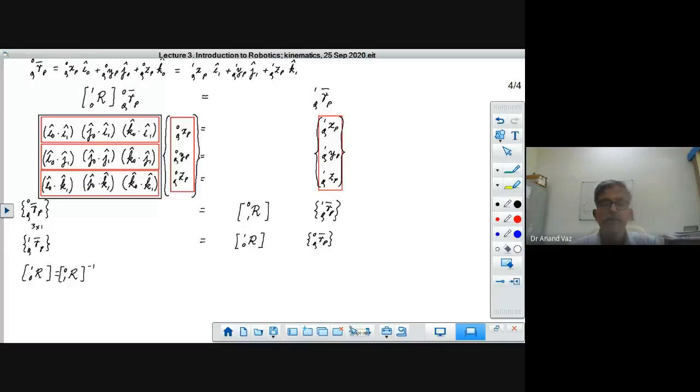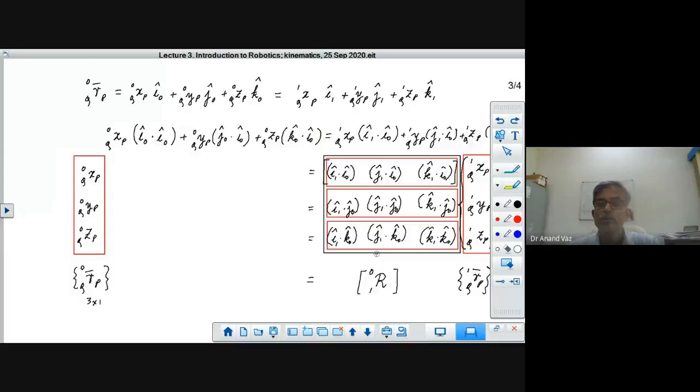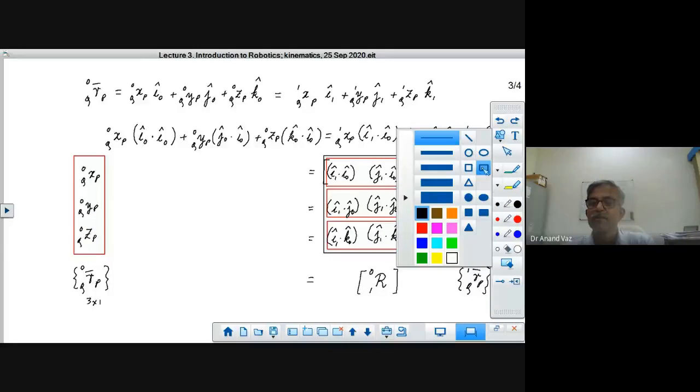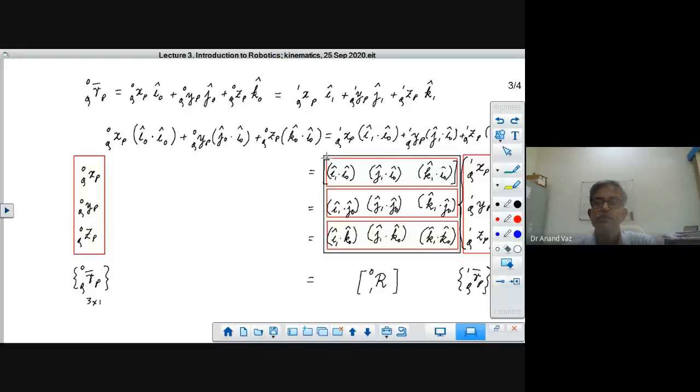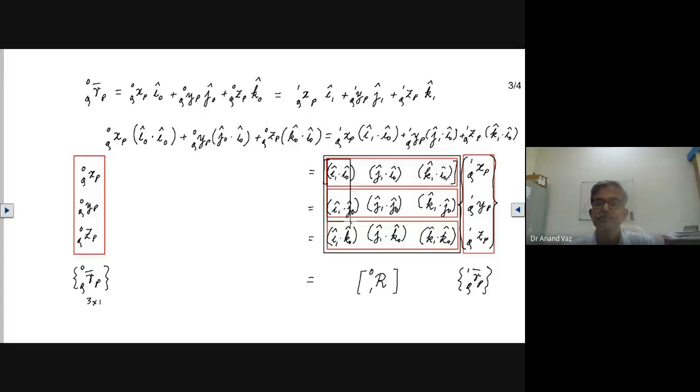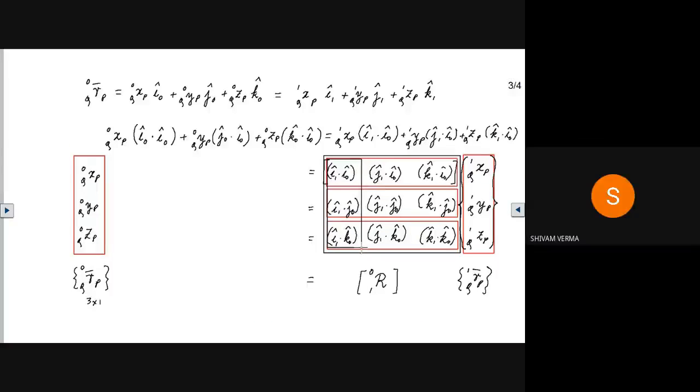Here we have R1 to 0. If you look at this carefully, look at the columns of this. You will find something very interesting. You will find that each of these columns... The transpose matrix.